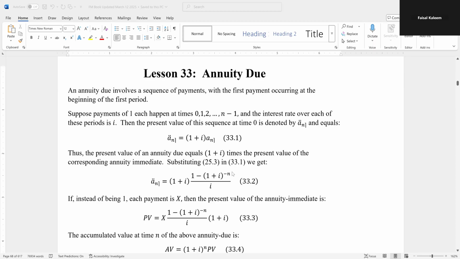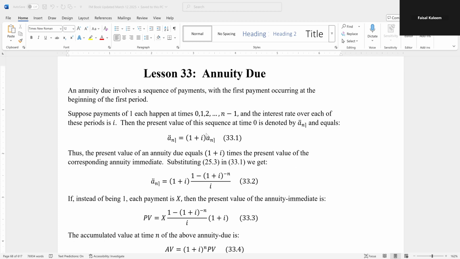Okay, an annuity due involves a sequence of payments with the first payment occurring at the beginning of the first period, as opposed to the immediate, where the first payment happens at the end of the first period. So suppose payments of 1 each happen at times 0, 1, 2, up to n minus 1. So we can count these are n payments. And the interest rate over each of these periods is i.